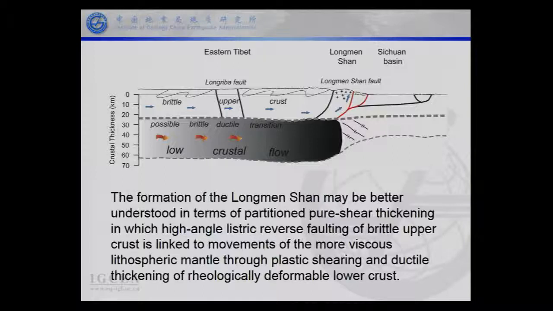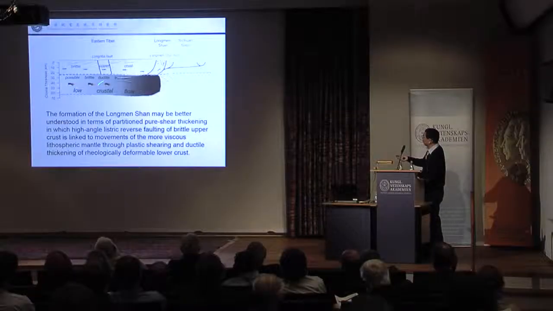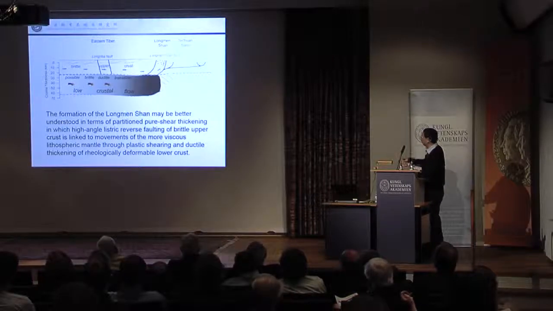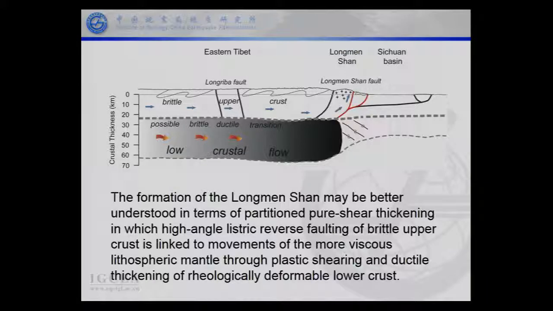So we think the formation of the Longmen Shan may be better understood in terms of a partitioned pure shear thickening, in which the high-angle listric reverse faulting of the brittle upper crust is linked to the movement of the more viscous lithospheric mantle or the lower crust through plastic shearing and ductile thickening of the rheologically deformable lower crust.